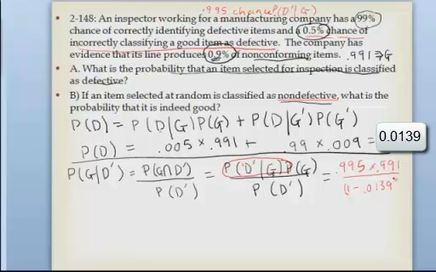And so when we do all of this and calculate it out, we should have the probability that, given it has been classified as non-defective, it's actually good. Well, that's pretty darn good at 0.9999. So check, here we go, and that's all for today's wonderful session of a few final problems with probability.